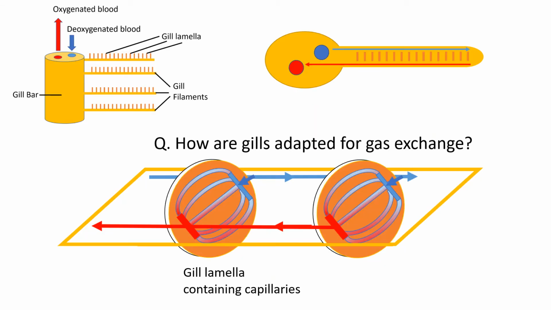When you start zooming in and looking at the gill lamella, this is the kind of structure you'll see. You can see that on one side we have the deoxygenated blood being delivered, and just as I said about the capillary network and the gill lamella, we then have gas exchange occurring and oxygenated blood being fed back along the gill filament and back into the gill bar.